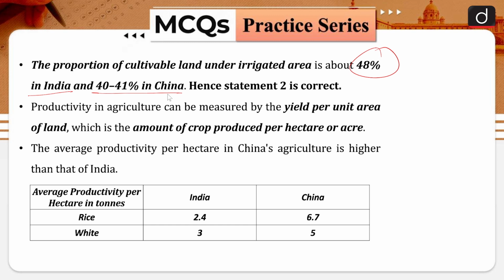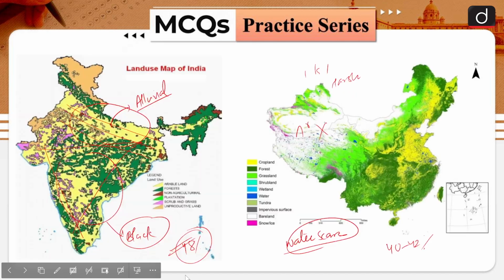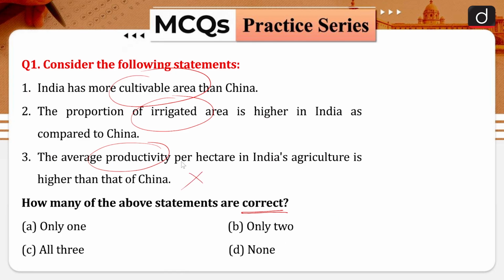Now the third thing was productivity. When we are talking about the productivity of rice, India has 2.4 tons per hectare, and China has 6.7 tons per hectare. So basically that is nearly 3 times. China has higher productivity. Then we are talking about wheat, not white, it is wheat. China has 5 tons per hectare and India has 3 tons per hectare. So here China is doing good. Basically on the productivity front, China is doing good, so this statement becomes incorrect. First and second are correct, so only 1 and 2 would be our right answer.